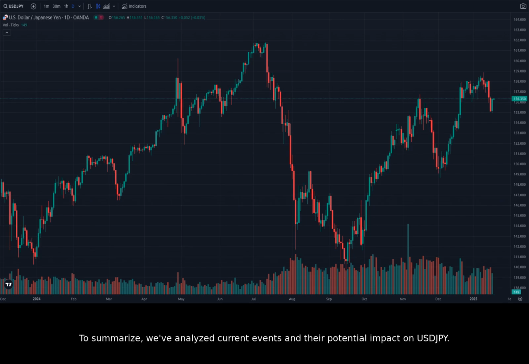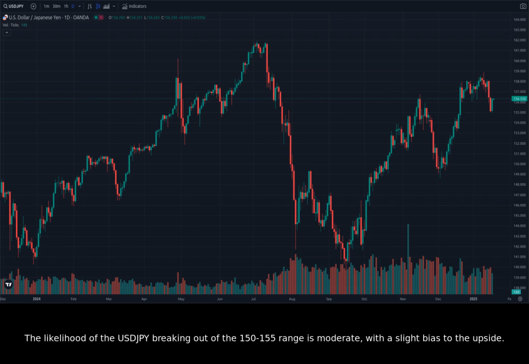To summarize, we've analyzed current events and their potential impact on USDJPY. Short-term support and resistance areas are observed at 157 and 158 on the 1-hour chart. The one-day chart shows potential support around 150 and resistance around 155. The 15-minute chart displays short-term reversals.